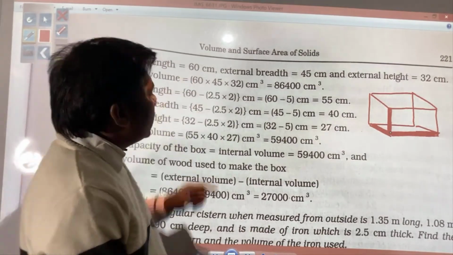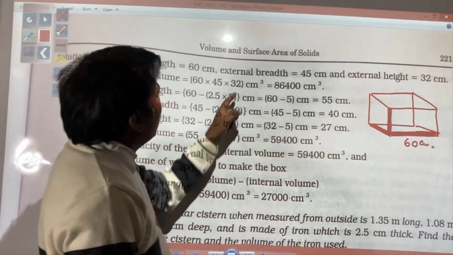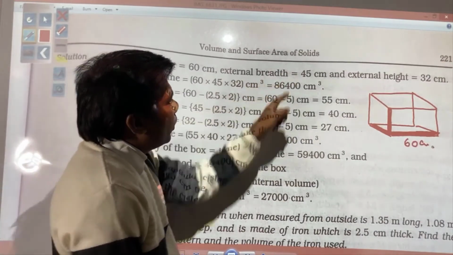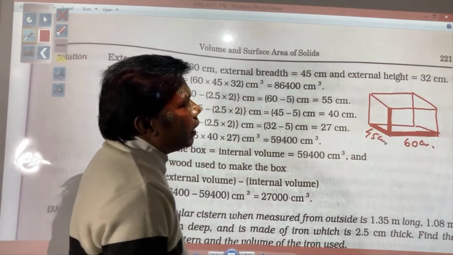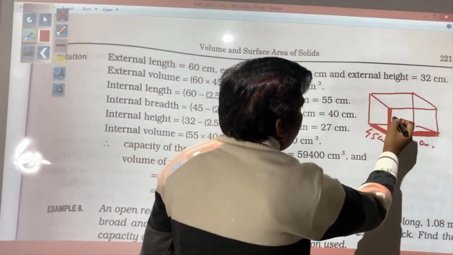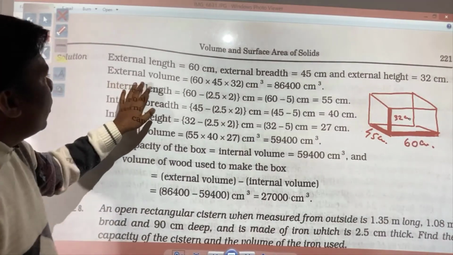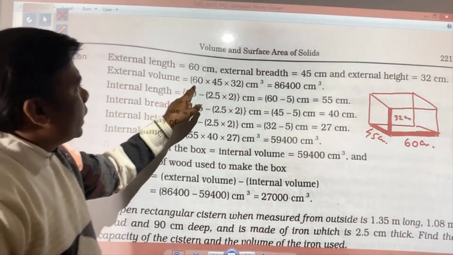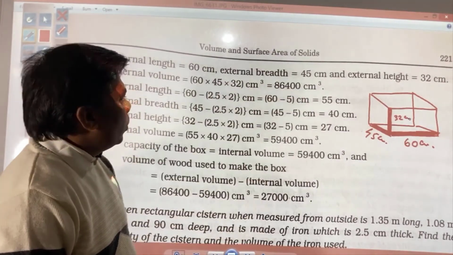So external length, this is external length, outer boundary. External length is 60 cm. External breadth is 45 cm. And external height is 30 cm. External volume will be what? 60 into 45 into 30, it means 81,000 centimeters cube.